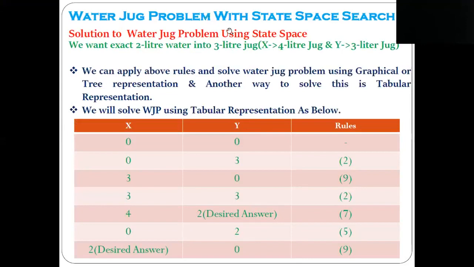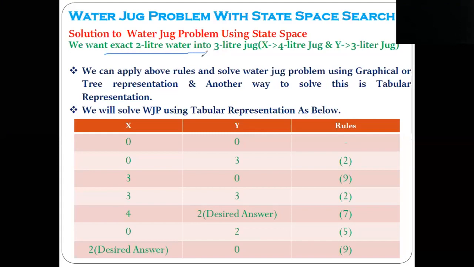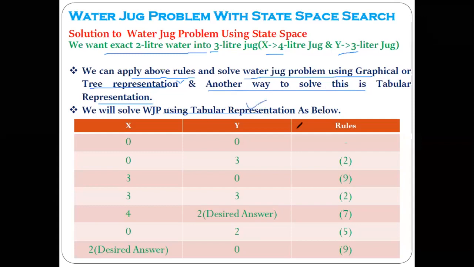Okay, let's apply the given rules and try to solve the given problem. In the given problem, we need exactly 2 liters of water in the 3 liter jug, where we are given two jugs, one with a capacity of 4 liters and the other with a capacity of 3 liters. So we apply the above rules and try to solve the problem. To solve the water jug problem, we can apply two methods. One is the graphical or tree representation, and another is the tabular representation. So we'll solve this using the tabular representation.